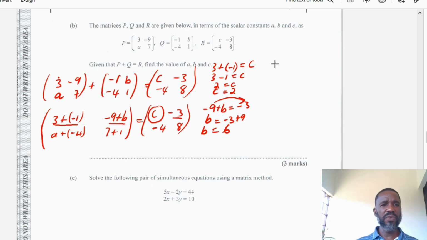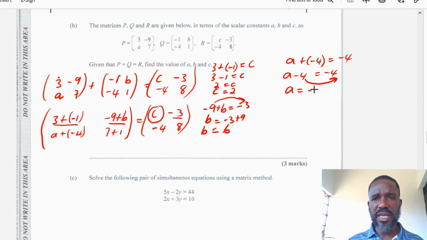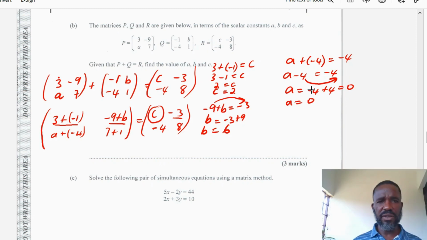Okay, now we're going to move to finding what A is. Just basic concept again. If two matrices are equal, corresponding values are equal. Therefore, A plus -4 is equal to -4. So A minus 4 is equal to -4. So it means that if I carry the 4 across to the right, if you take it across the equal sign, it becomes A is equal to -4 plus 4. That is equal to 0. So A is equal to 0. And that's how we go about doing these kinds of questions.